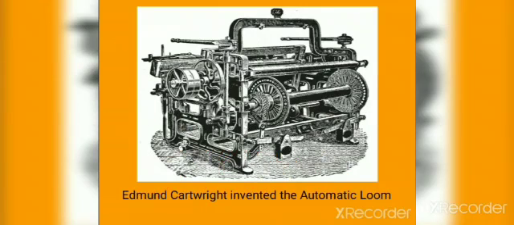The next one is the automatic loom. This was invented by Edmund Cartwright. This machine used an automatic shuttle worked by water power. By this invention, textile production was revolutionized, as the speed of weaving became 100-fold faster than before, while prices fell to half.